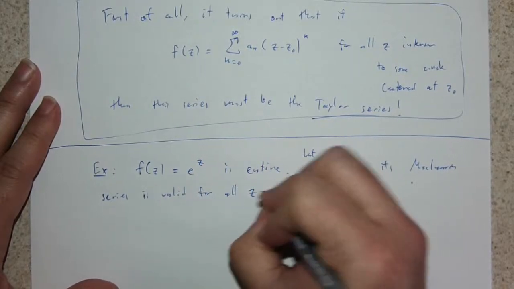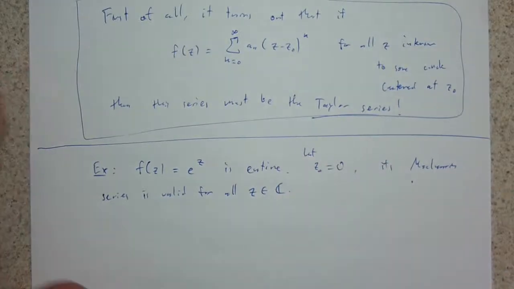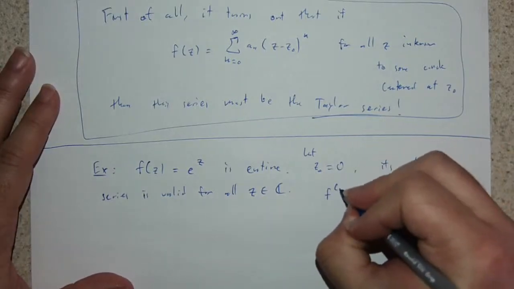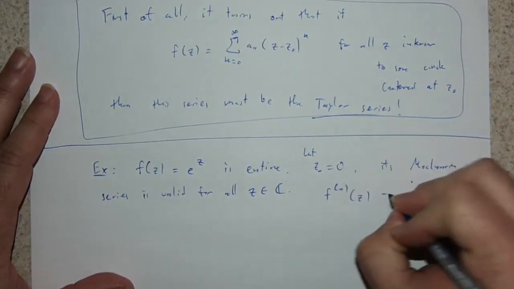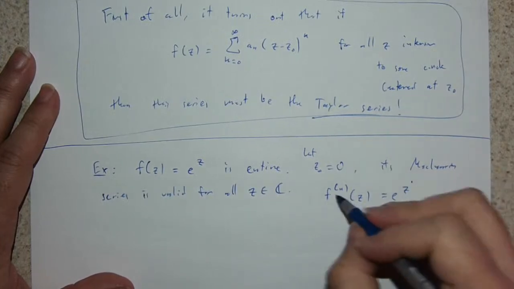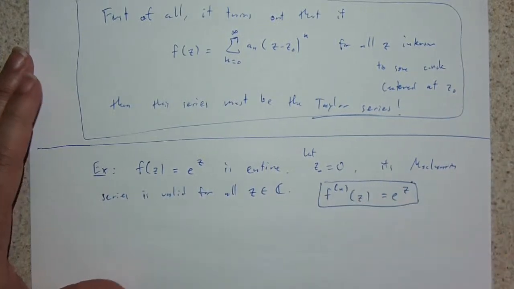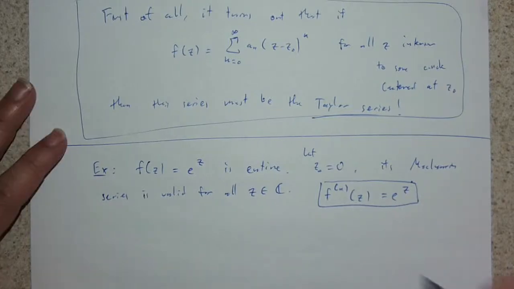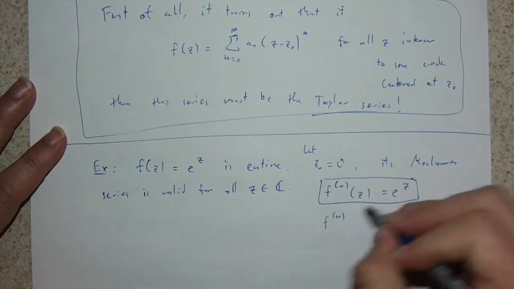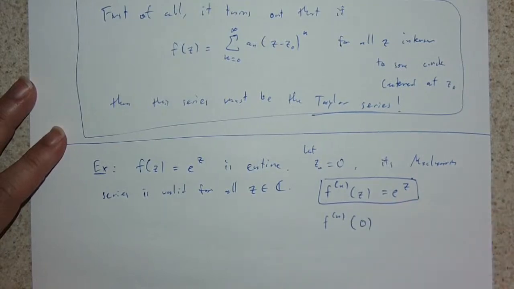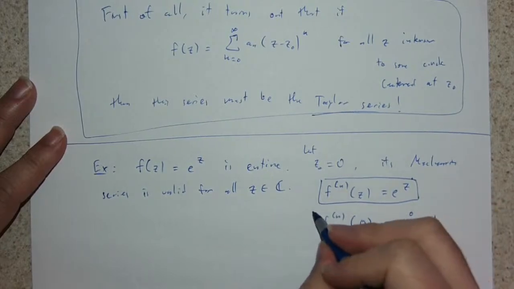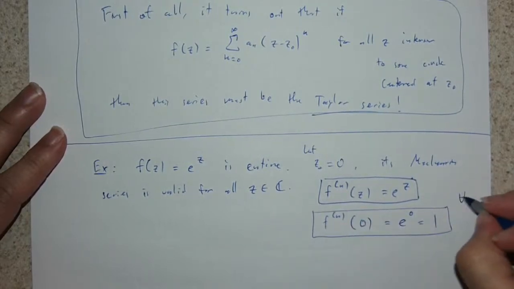for all z in the complex plane. Or what is its Maclaurin series? Well, this is easy enough. Note the nth derivative of f is e to the z, right? Okay, so that's easy enough. Thus, the nth derivative of 0 is e to the 0, which is 1. And this is true for all n, right?